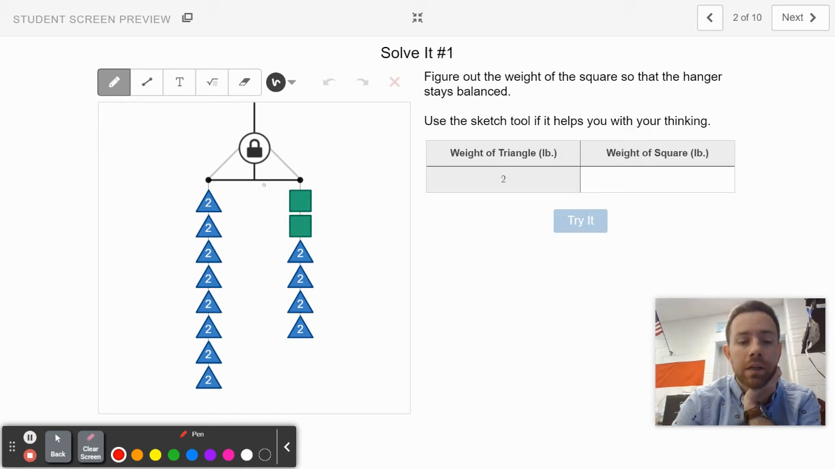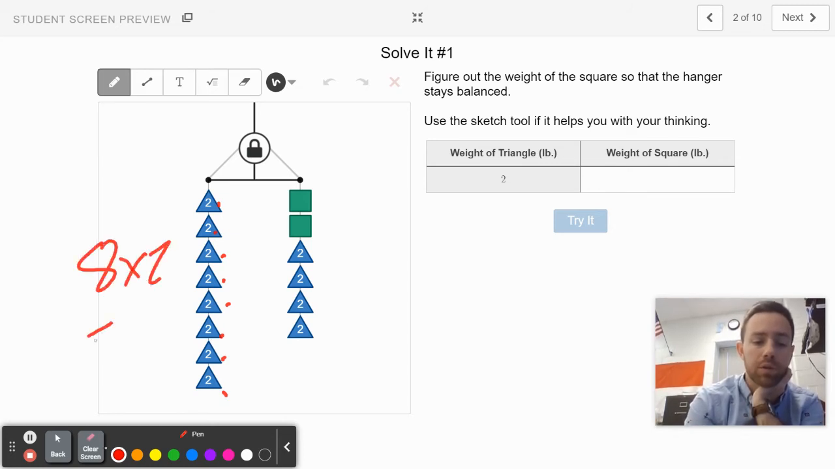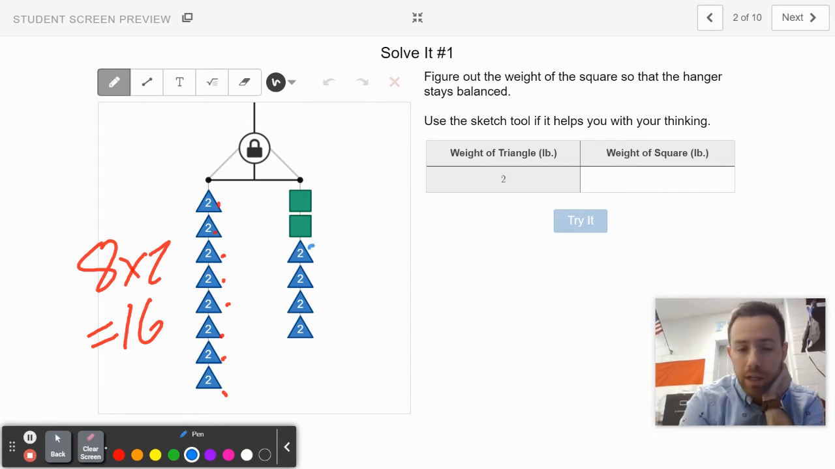Awesome job, guys. Real quick, I'm just going to talk about this one. So I've got 1, 2, 3, 4, 5, 6, 7, 8 things that weigh 2 each. 8 times 2 is, of course, 16. So I know the total weight of this side is 16. Then I counted the number of things I already had on the other side. 1, 2, 3, 4 things that weigh 2 each.